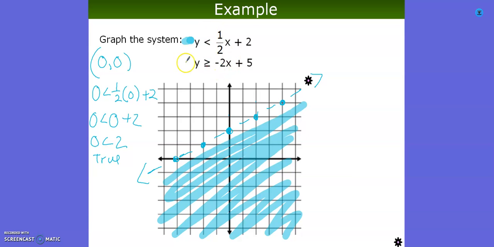I'm going to graph this one in pink. My y-intercept is at 5, which is here. And then my slope is -2, so I'm going to drop down 2 and to the right. Down and to the right. And keep going. All right, this one is greater than or equal to. So I need a solid line for this.